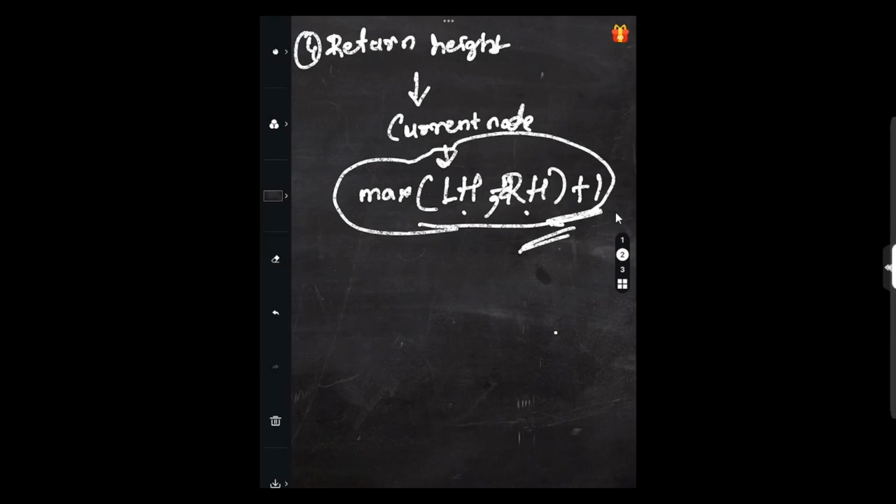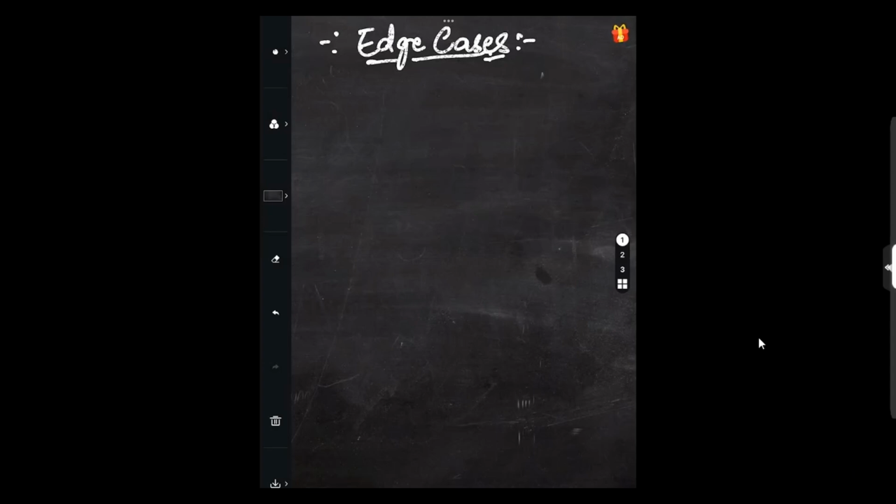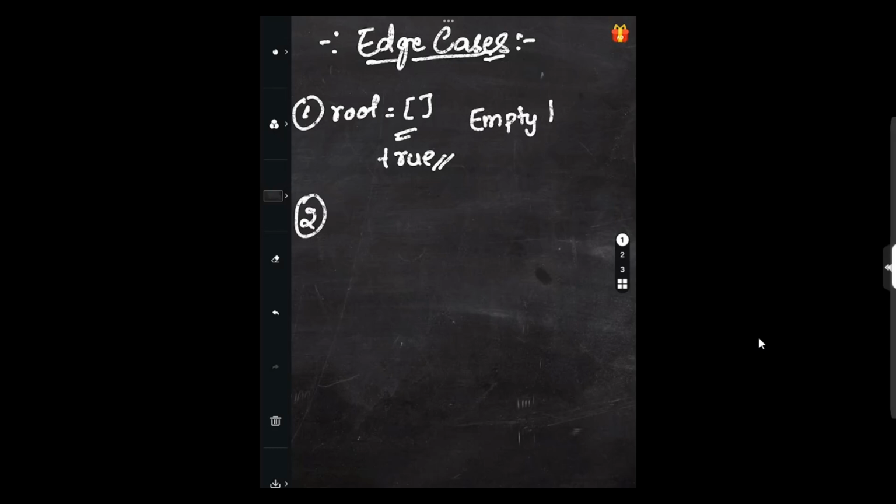So next, let's discuss the edge cases one by one and then finally write the code. The first edge case is the empty tree. When I say empty tree, the input is root equals empty. The output will be true. We already saw this one in the example. This is fine. This is the first edge case.